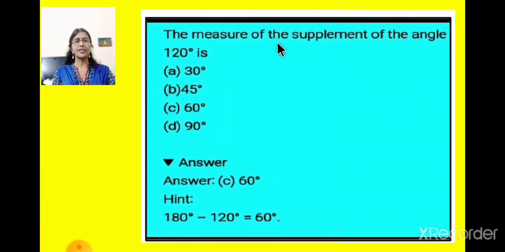Now next one: the measure of the supplement of the angle 120 degree is A 30 degree, B is 45 degree, C is 60 degree and D is 90 degree. Now here you have to see this is 120 degree and you know supplementary angles, the sum of the supplementary angles measure 180 degree. So here how you are going to find out the next angle, the supplement of the angle 120 degree will be 180 minus 120 degree. So it will be 60 degree. So you can see here option number C is 60 degree. So answer is C option, that is 60 degree.